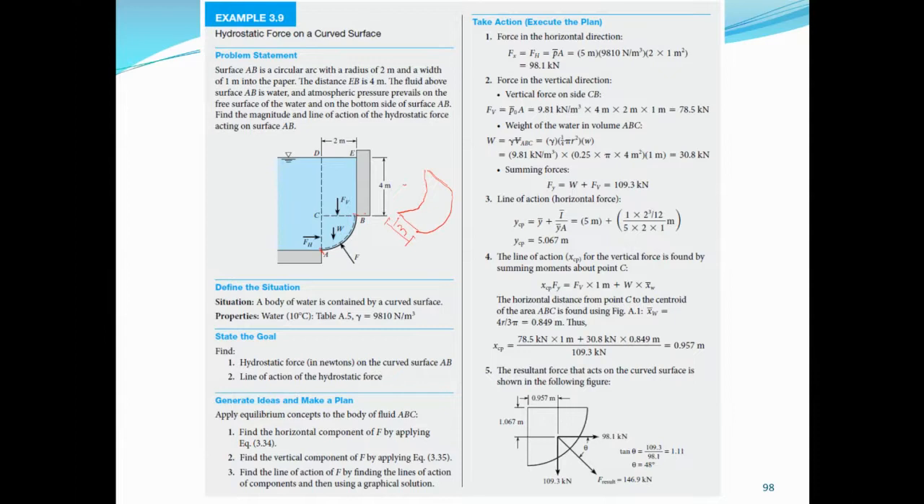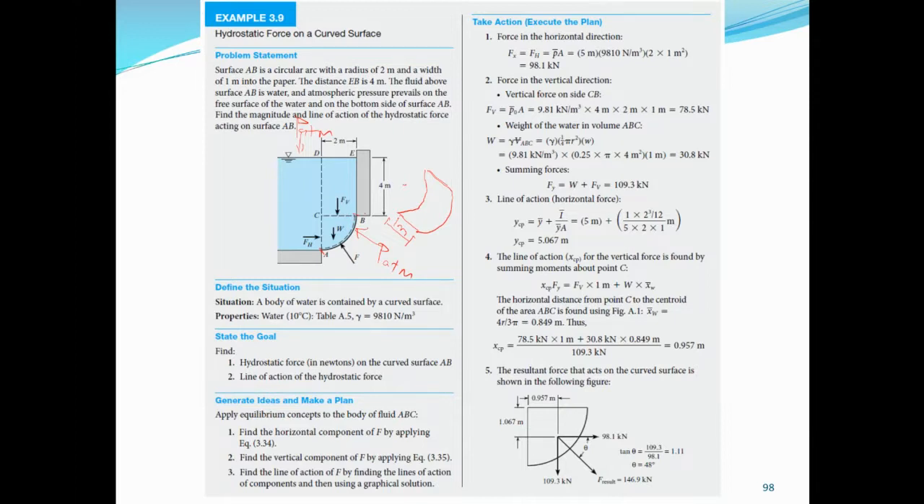The fluid above AB is water, and atmospheric pressure prevails on the free surface of the water and on the bottom side of surface AB. So you have atmospheric pressure acting here, as well as here, and there is no need to include it, as their effects will cancel out.